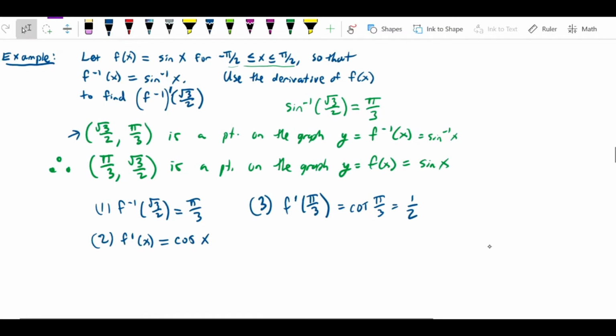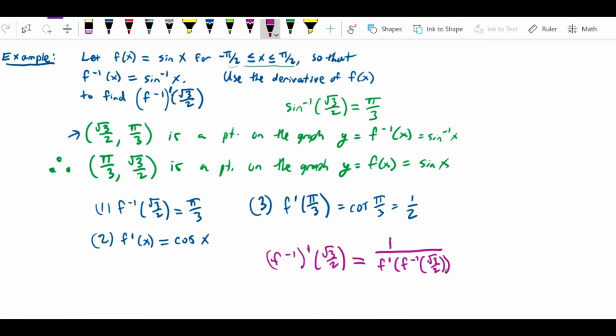Let's make this a little smaller so I can continue to write. We know that f inverse prime, in other words, the derivative of f inverse at root 3 over 2, by the formula is going to equal 1 over f prime of f inverse of root 3 over 2. So that's going to equal 1 over f prime of, we already saw what f inverse of root 3 over 2 is, so f prime of pi over 3. That equals 1 over, we saw what f prime of pi over 3 is, and it's 1/2. So this is going to be 2.